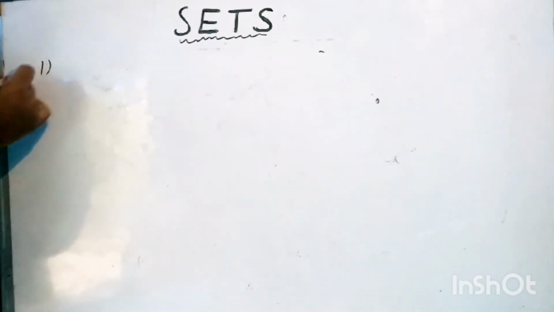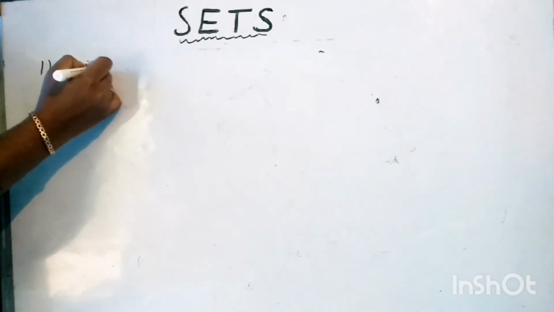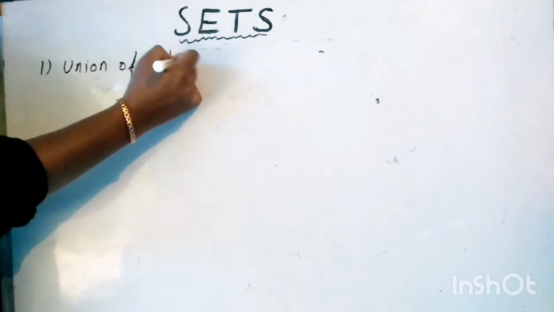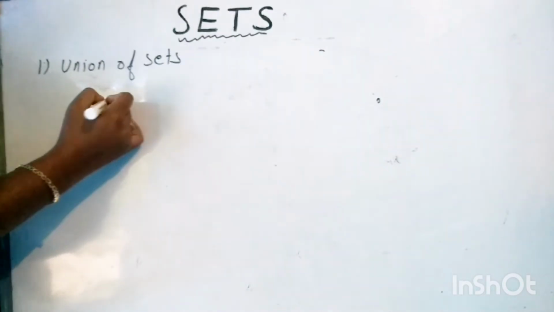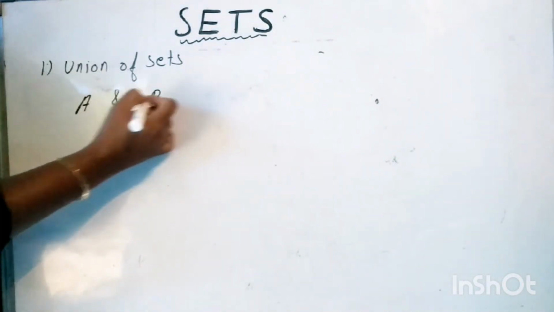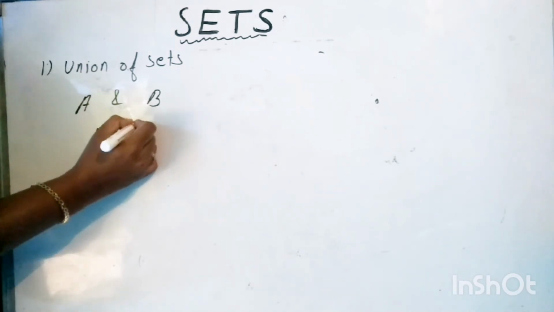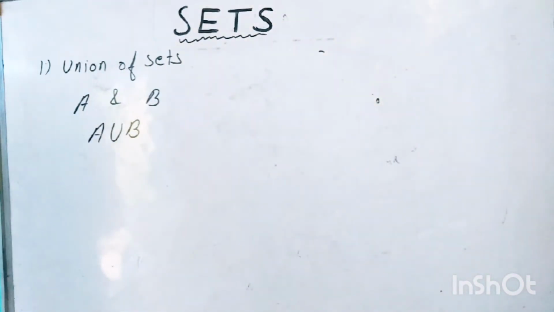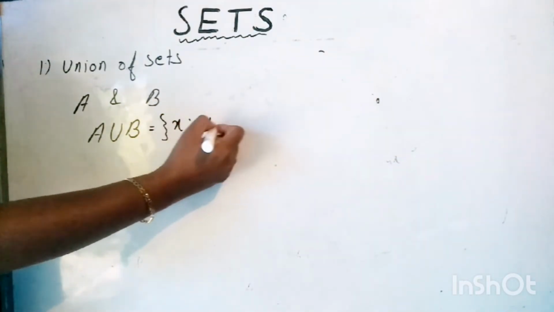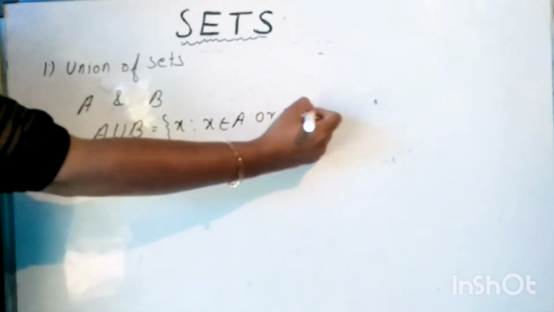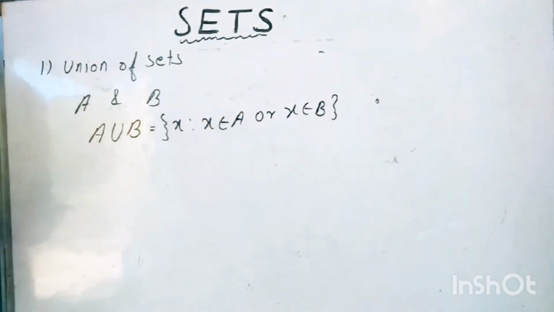Now we are going to discuss some operations on sets. The first one is union of sets. Suppose you have two sets A and B. The union of A and B is denoted by A union B. And the definition of A union B is the set of all x such that x belongs to A or x belongs to B.